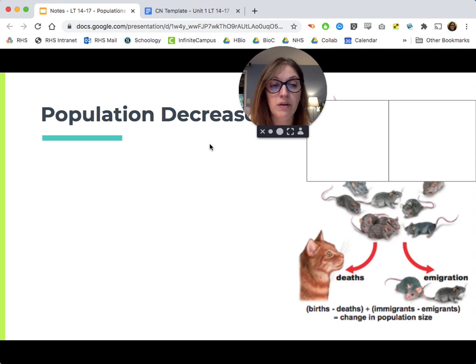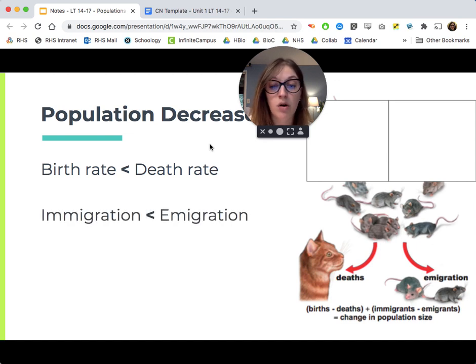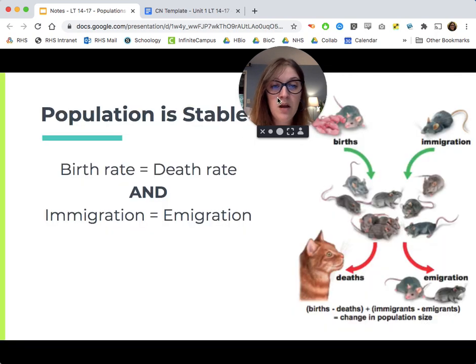Let's compare that to what factors would cause a population to decrease. Say you have fewer people being born than are dying, or say you have more leaving the area than are moving into it. These would cause an overall population to decrease in size. What happens if a population is stable? It means that the birth rate and death rate cancel each other out. They're about equal, and same with immigration and emigration.